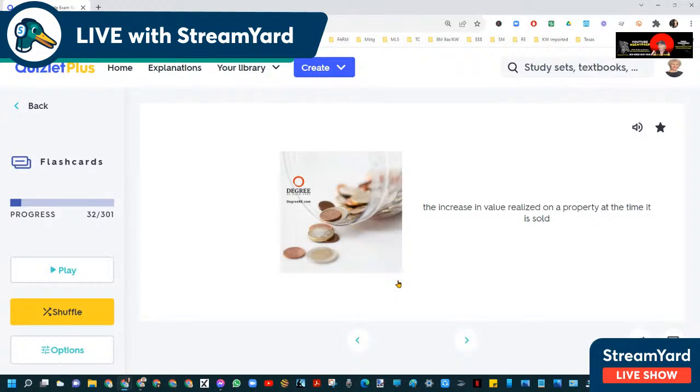Next, number 32. The increase in value realized on a property at the time it is sold. So an individual bought a piece of property. They held it for a certain period of time, or they improved it, remodeled it, upgraded it, and they sold it. So what is that increase in value realized on a property at the time it is sold?